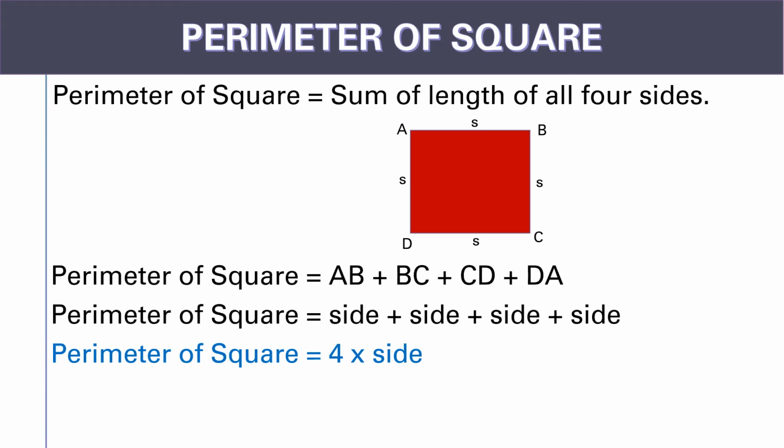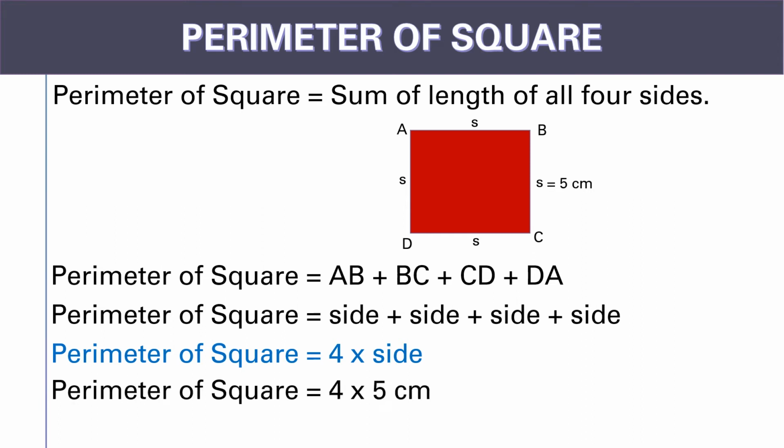Let's suppose in a square ABCD, the length of one side is 5 cm. Find the perimeter of a square. We know that perimeter of a square is equal to 4 multiplied by side. And side is equal to 5 cm. Now put the value in formula. 4 multiplied by 5 cm. Now do the multiplication. 5 4s are 20. So we get 20 cm. So perimeter of a square is equal to 20 cm.